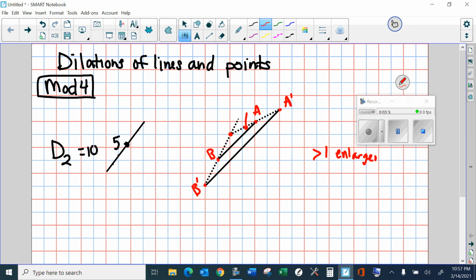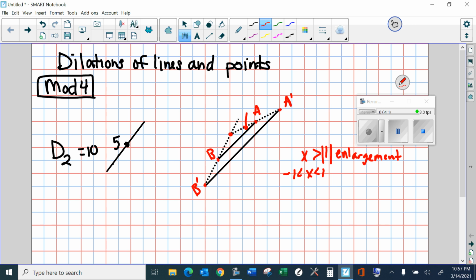And if it's between 0 and 1, technically it's the absolute value of the scale factor being less than 1. Because remember, we talked about if it's negative, that means it goes through the center of dilation to the other side of the center of dilation. So this really is between -1 and 1. Again, if it's negative, it goes through the center of dilation that same amount on the other side. If it's positive, it stays on the same side.